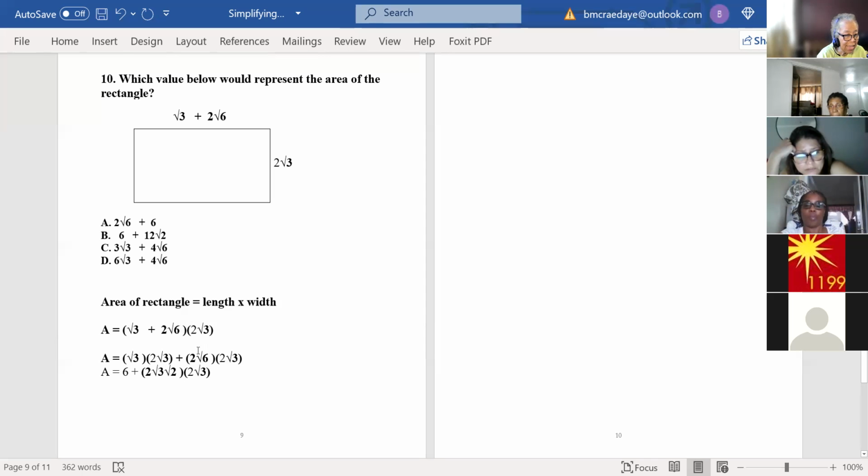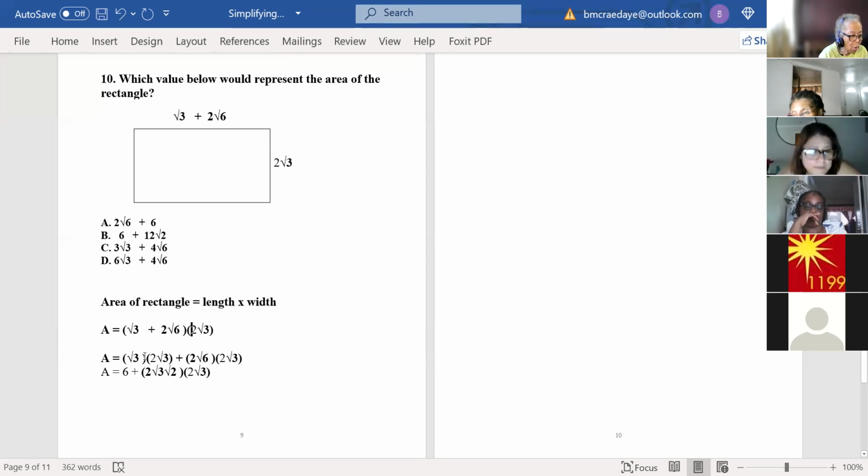Okay, because that wasn't simplified. 6 can be broken down into factors 3 and 2. So square root of 6 can be broken down into square root of 3 and the square root of 2. Now, what do I get when I multiply this out, Vanessa? What do I get? After the 6 plus and the parentheses, how do you get the 2, the 3, and the 2?